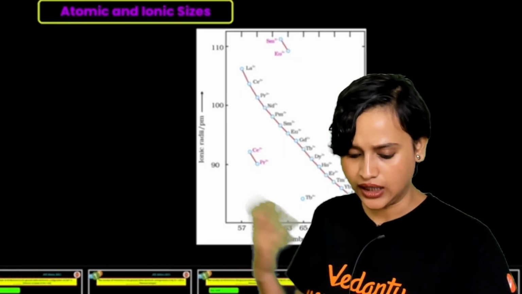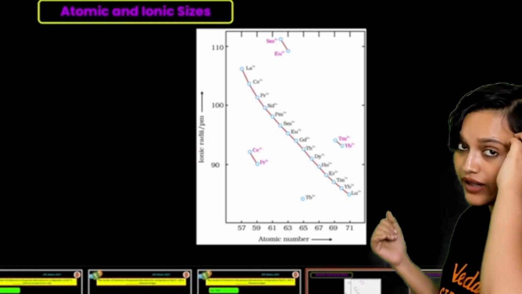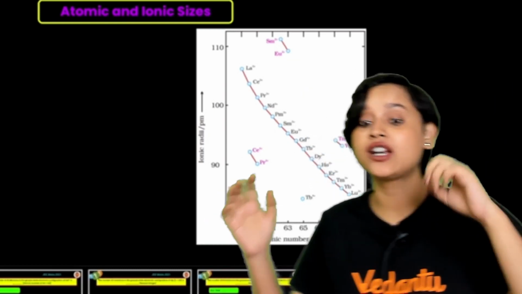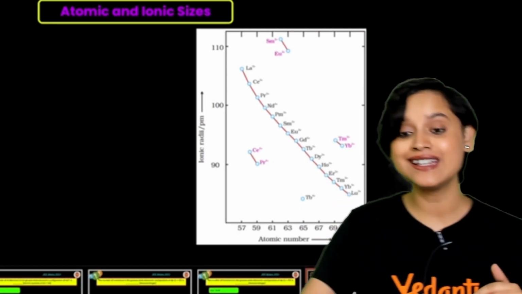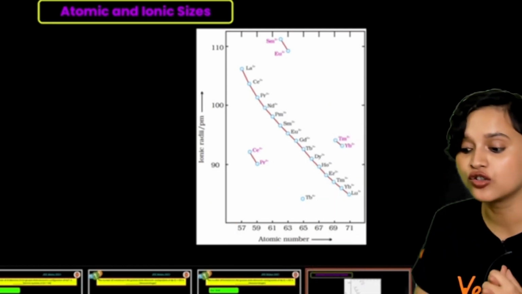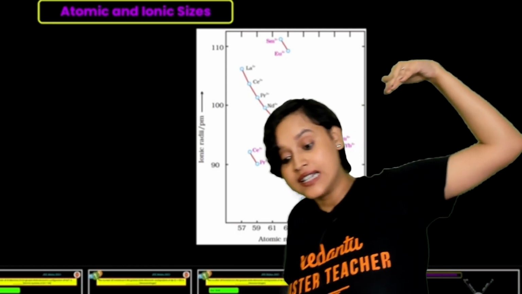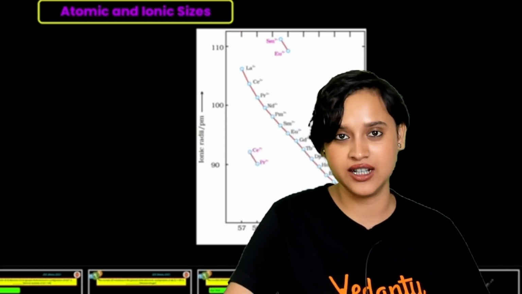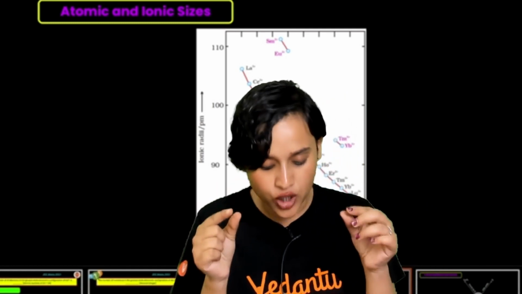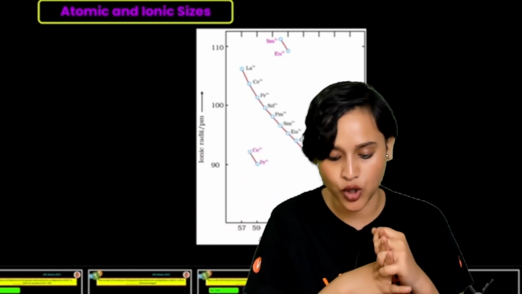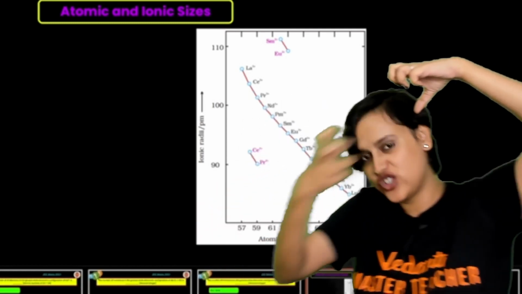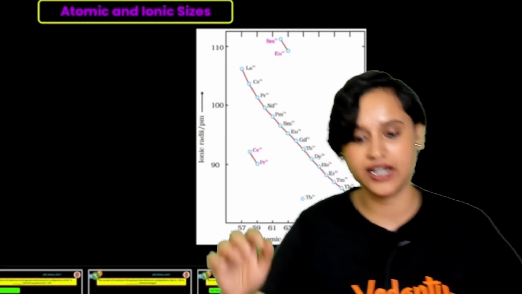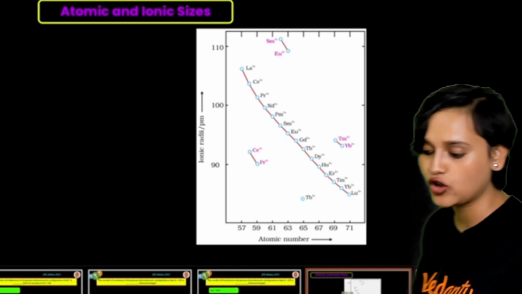Chalo, let's take a look at the other one. So this is what we were talking about when I said atomic and ionic size. Remember that I told you that we will take a look at the lanthanoid contraction, and this is how the lanthanoid contraction looks. You see that there is a steady, gradual decrease, and it gets to a very small size at lutetium. It is just decreasing again and again. If you want, you can look at the graph more carefully.